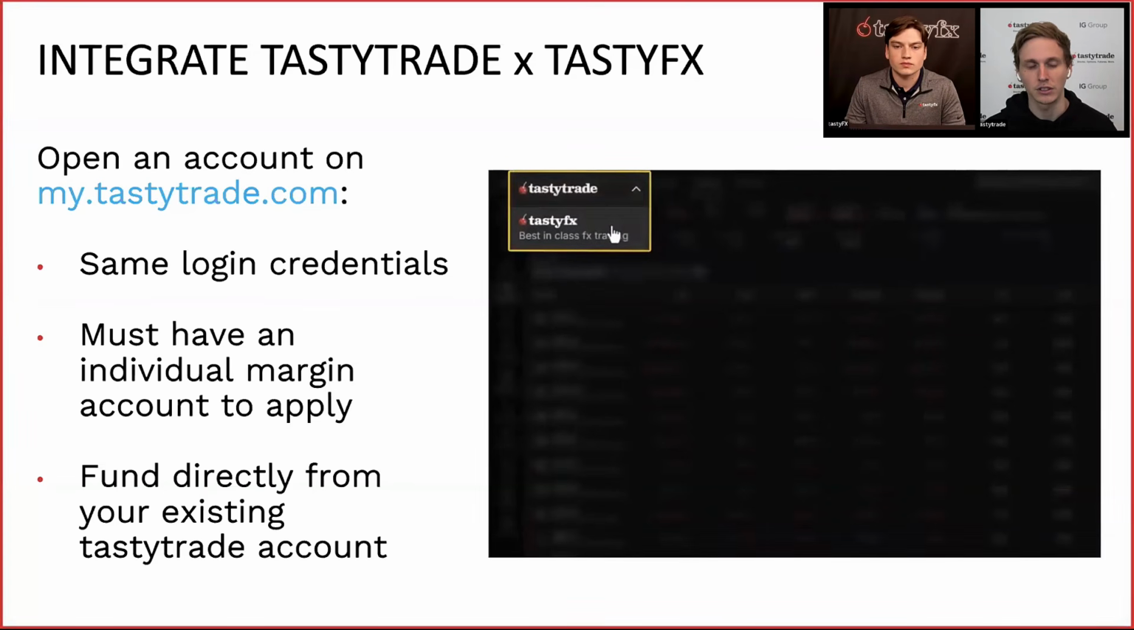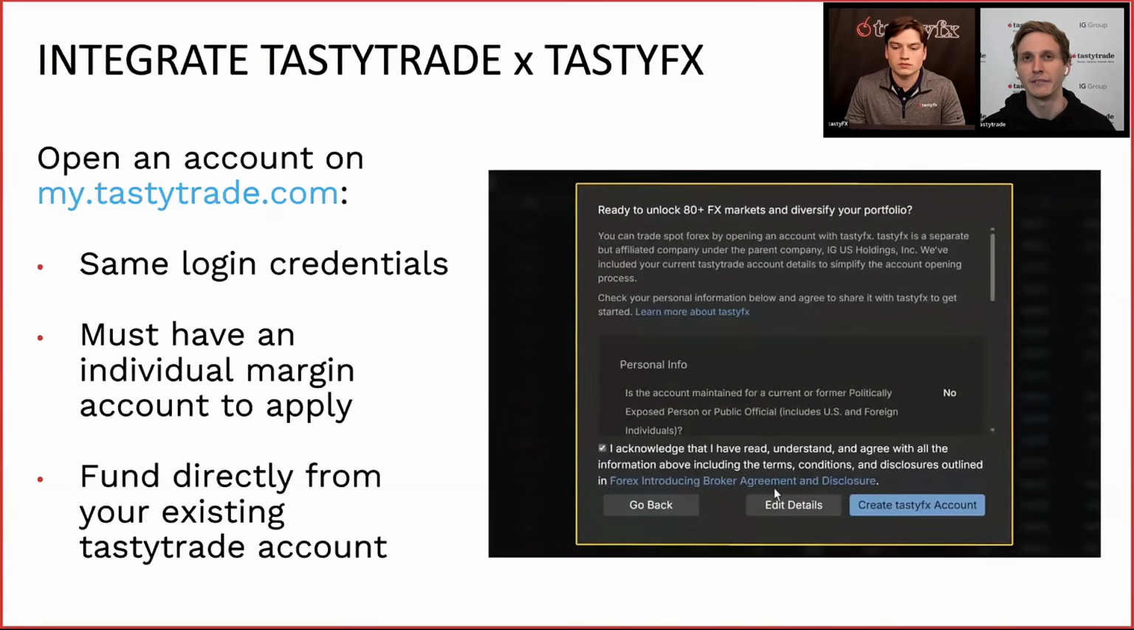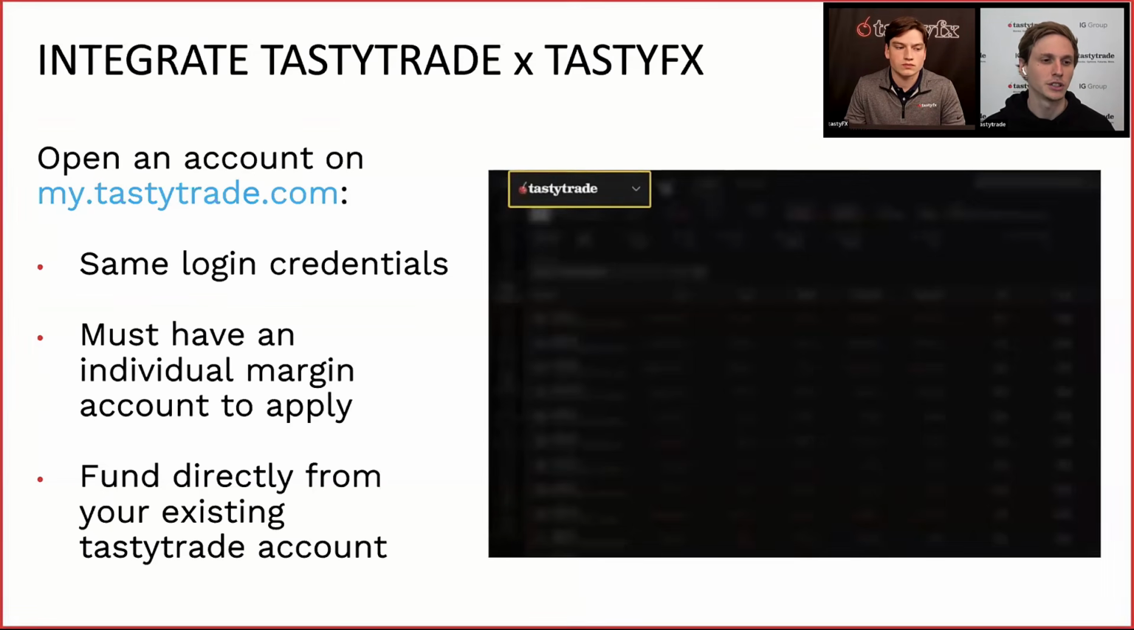You'll have to first fund your Tasty Trade account and then move funds over from there to tastyfx. And when you're withdrawing, it's the same process. You need to go back to your Tasty Trade account and then withdraw to your bank or whichever institution you're trying to go to. Great.